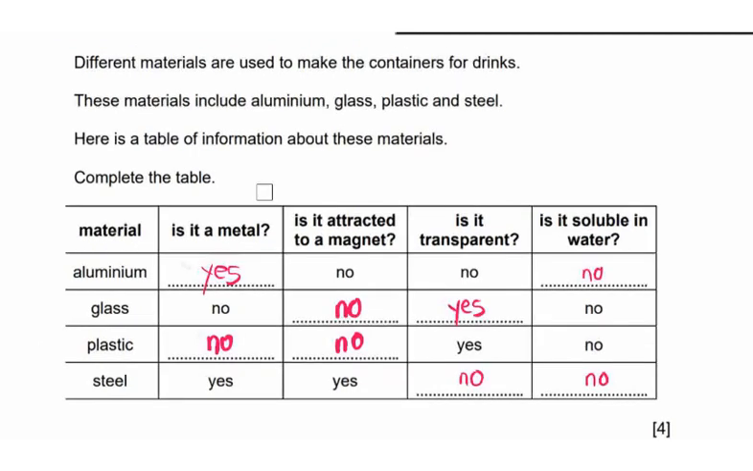Well, here's the answer. Aluminium, is it a metal? Yes. Plastic, is it a metal? No. Glass, is it attracted to a magnet? No. Plastic, is it attracted to a magnet? No. Glass, is it transparent? Yes. Steel, is it transparent? No. Aluminium, is it soluble in water? No. Steel, is it soluble in water? No. Did you get that correct?